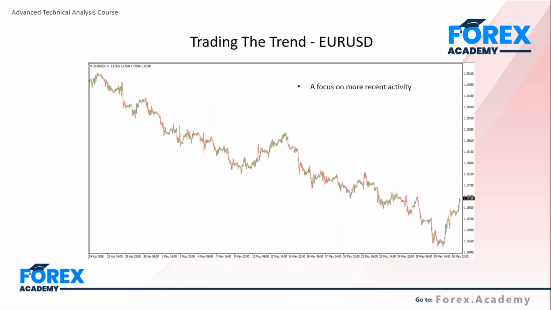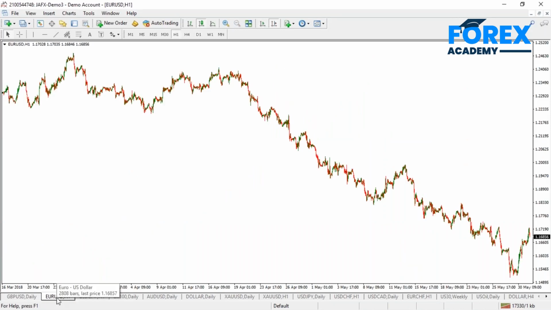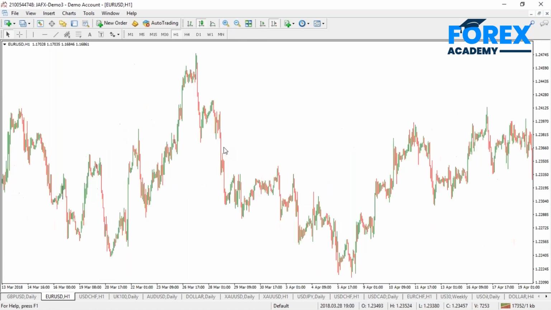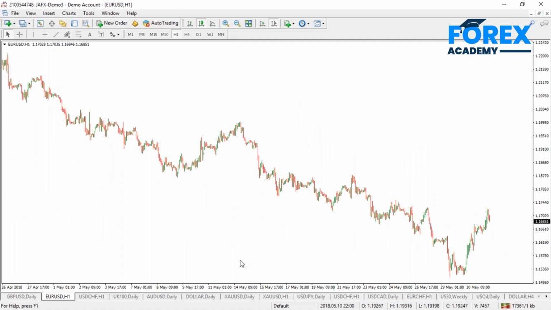Now, we're going to zoom in on more recent activity, and we will begin our discussion in terms of how we evaluate price action using some of the concepts that will become relevant. Now, this is the chart that you just looked at in front of you, and you can clearly see that the trend is down. What I'm going to do, though, is zoom in to more recent price action so that we can perhaps get a clearer idea of what we are actually dealing with here. Now, clearly, the trend is down.